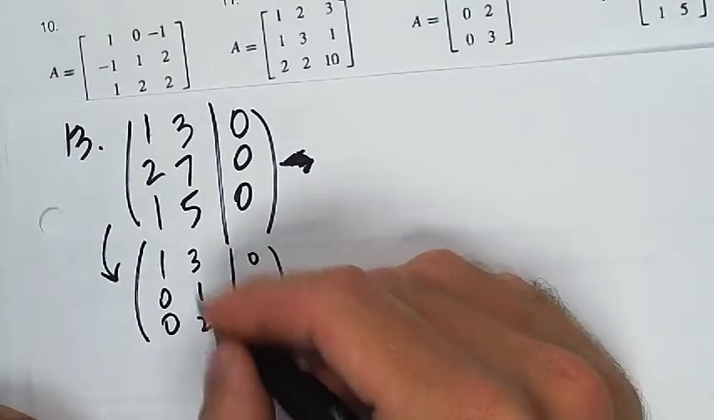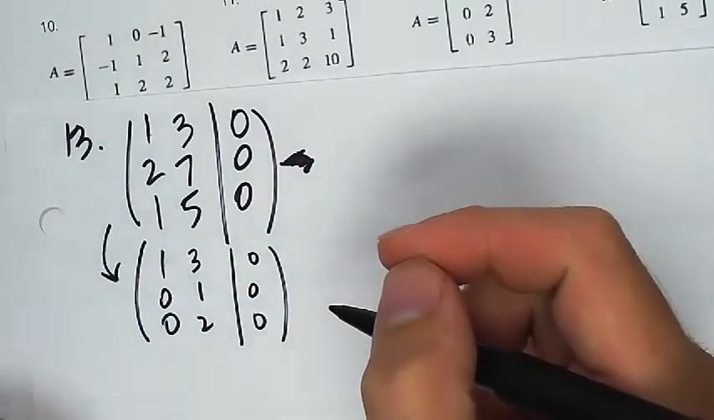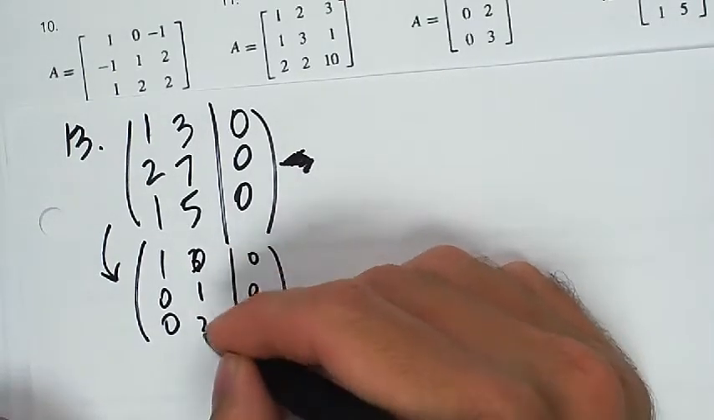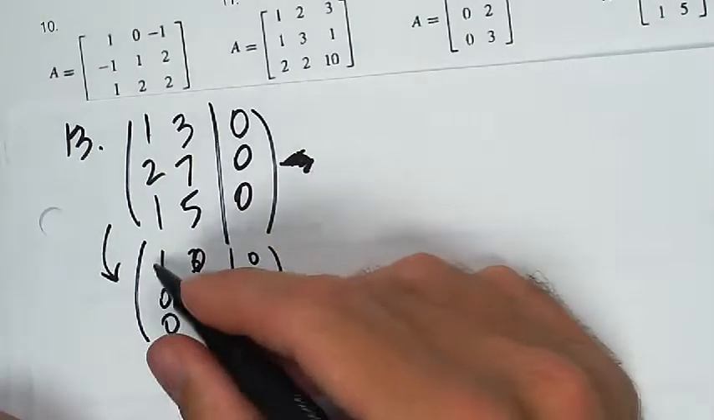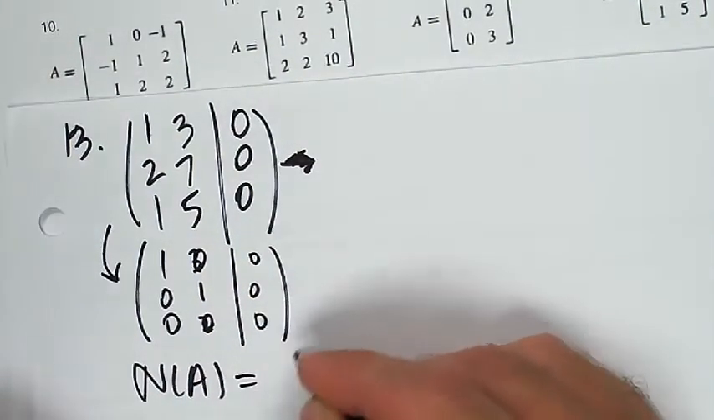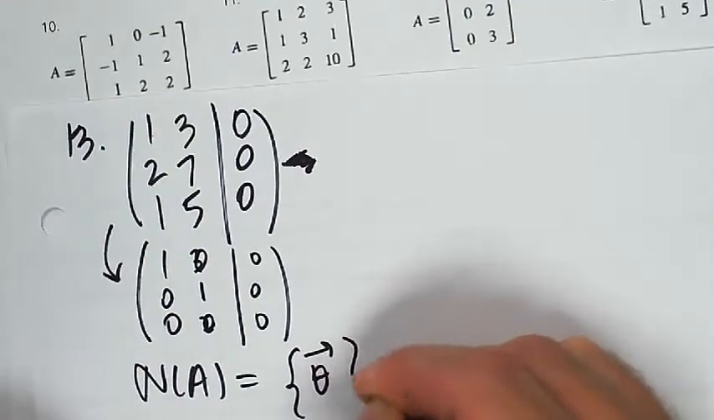Okay, I'm going to use that to clear out the rest of the column, and I'm going to get 1, 0, 0, 1, 0, 0, 0. Okay, so that's going to be a 0, and that's going to be a 0. And so I'll say x1 equals 0, x2 equals 0. The null space of that matrix is just the 0 vector.